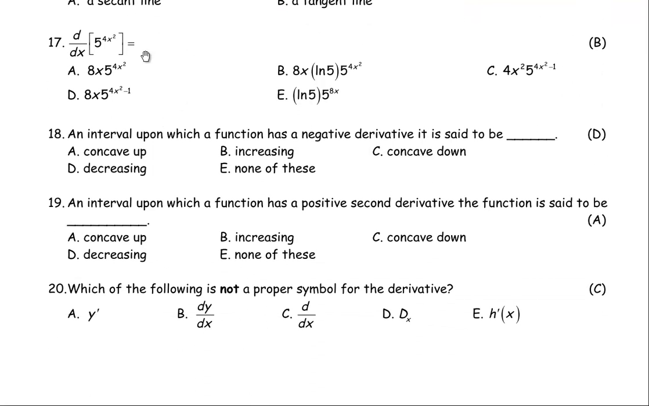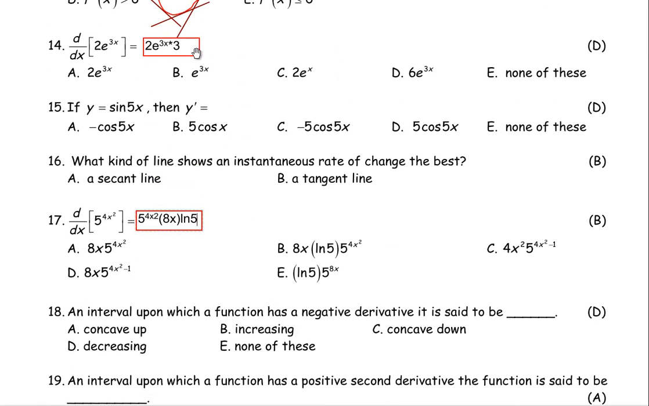For number 17, we're differentiating 5 to the power of 4x squared. And so the derivative is the original function, 5 to the power of 4x squared, times the derivative of the exponent, which would be 8x, and then also multiply by the ln of the base, which of course would be the ln of 5. This is very similar to this one up here, except when the base is e, you don't have to worry about multiplying by the ln of e, because the ln of e is 1.